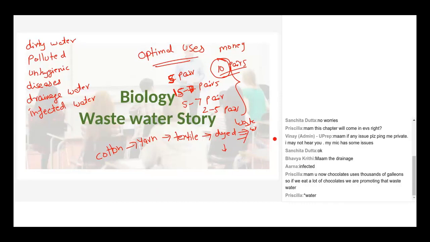So the option of optimal use has come. The world is now going into zero waste. What is the meaning of zero waste? Zero waste means everything that you are using should not lead to wastewater or to the waste yard, to the waste ground, right? Just giving you a simple example.